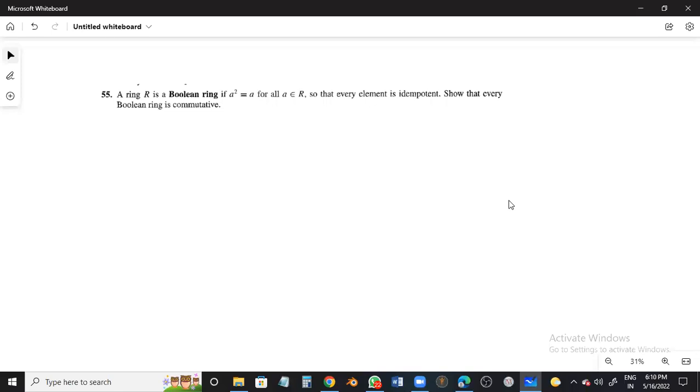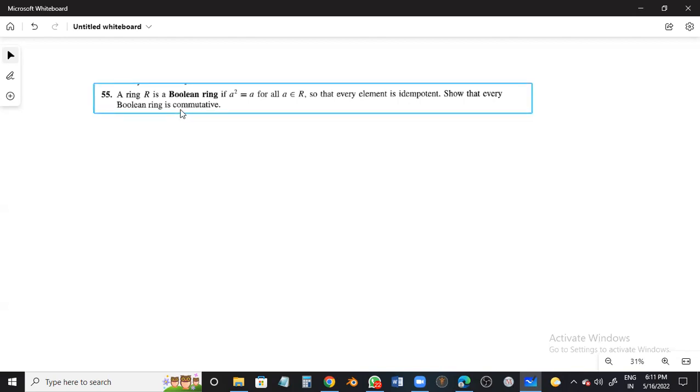Welcome back. Now let us deal with a Boolean ring. The definition is like this. A ring R is a Boolean ring if A square is equal to A for all A belonging to R. We all know A square is equal to A means element A is idempotent. So what is a Boolean ring? A ring in which every element is an idempotent. We will call it a Boolean ring.